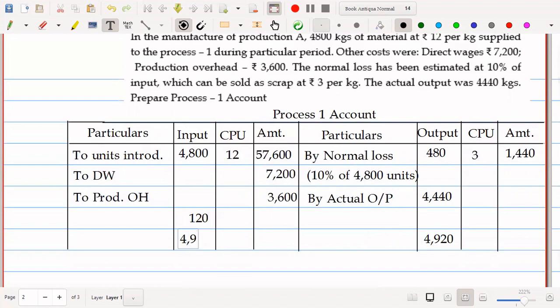So 4,920. So what is this now? 120 units. 120 units is abnormal gain. Okay, you can see here, these items were given, only thing we have taken is this abnormal gain. It is a balancing figure to balance both the sets input and output. We have to check whether it is abnormal gain or abnormal loss. So now we have to go for working note.